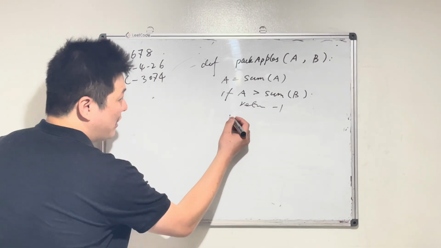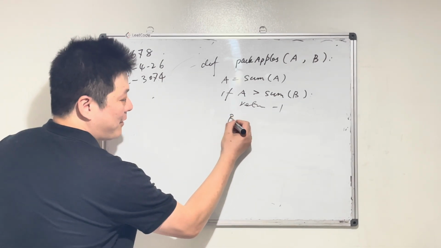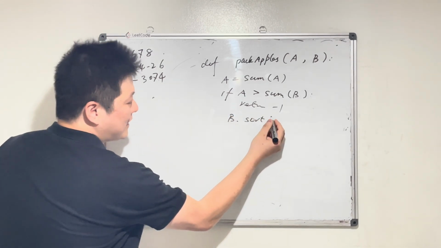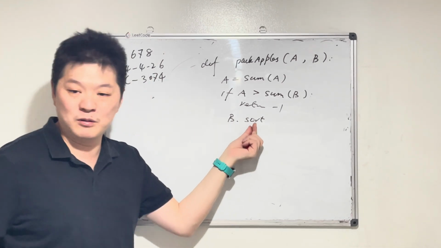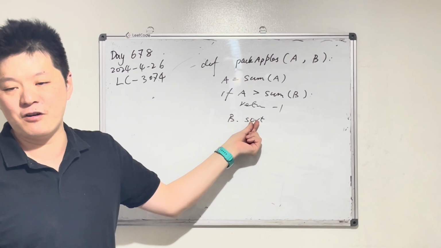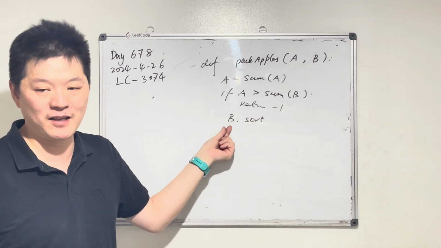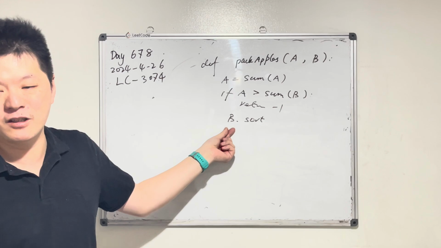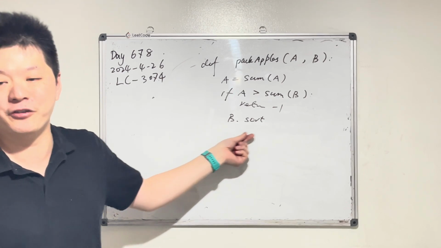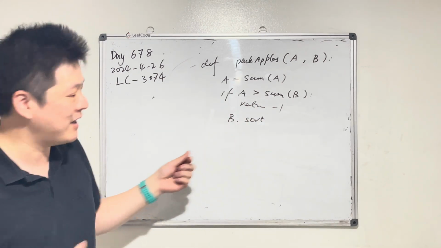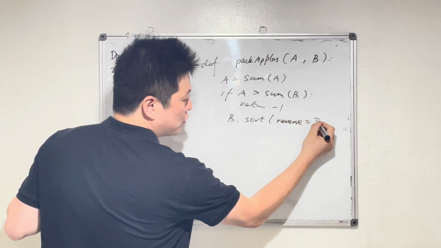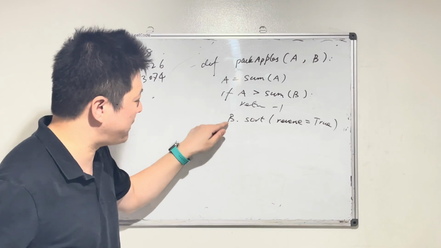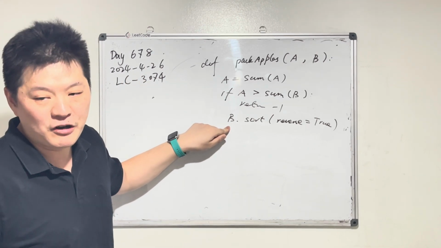And then we need to sort the boxes, right? B.sort. But this sorts the boxes B in ascending order. In computer, if you don't specify anything, by default, when you call the sort function on the array, it sorts in ascending order, meaning that the boxes will be like 1, 2, 3, 4, 5. But we want it to be reverse, right? So we put a parameter called reverse equals true, meaning that we sort B in descending order.